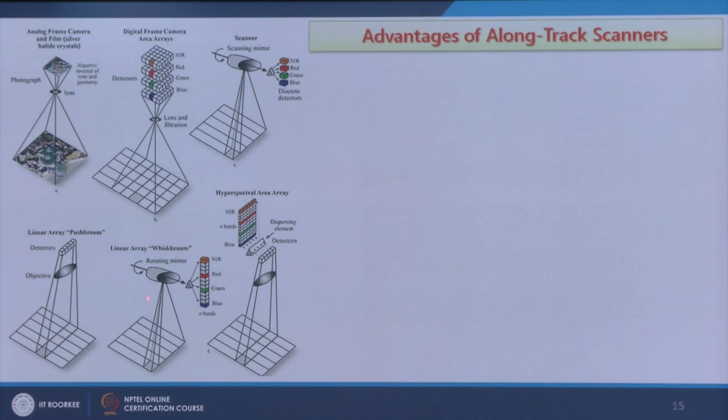The examples are shown here, the linear array, push broom and whisk broom examples, and in the hyperspectral area again the arrays are used, so along track scanning devices are used. Whereas in this one there is a rotating mirror, so different channels, different pixels are gathered here, whereas here the entire line or the swath is covered in one go. So it is a different way of collecting the data.